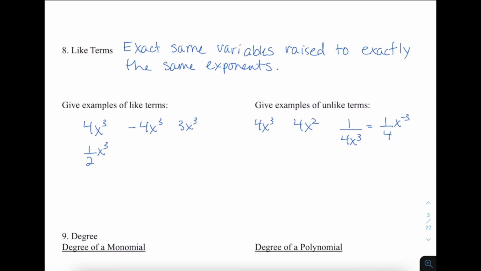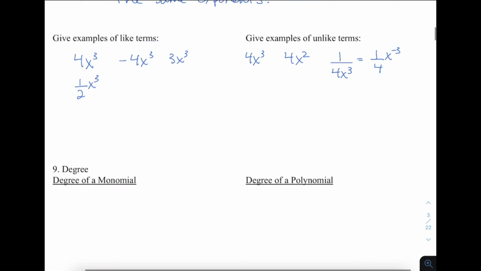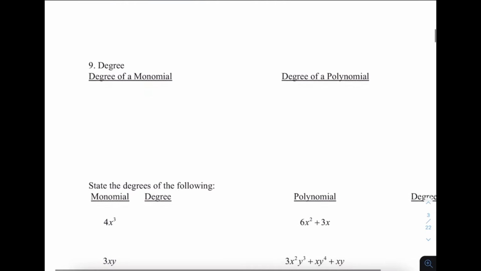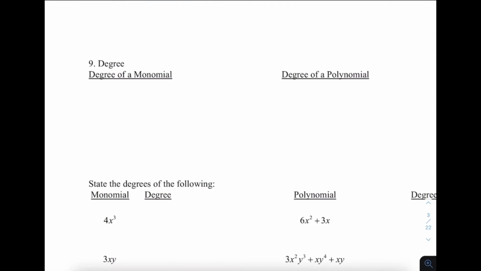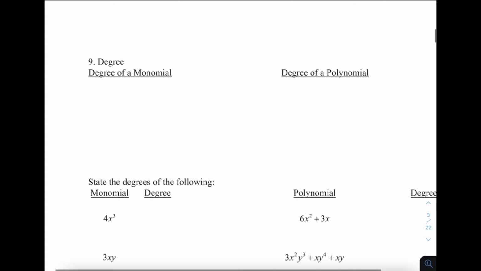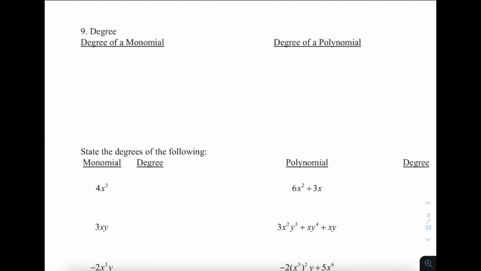Okay, so let's get into something new. In this unit, we're going to be asking you what the degree of a monomial is. So what is degree? Let's write the definition down, and then we'll do a few examples. So the degree of a monomial is the sum of the exponents of its variables. So just leave that there, and we're going to do an example. It'll become more clear in a minute.